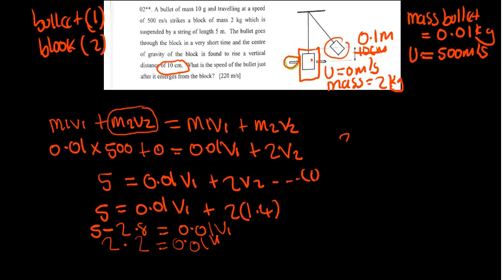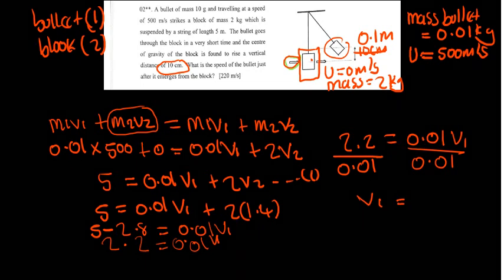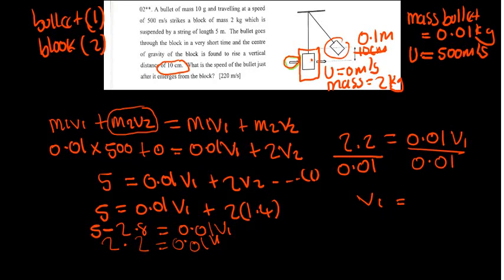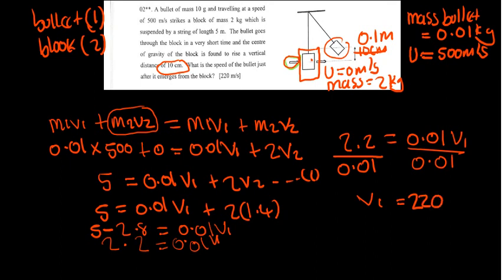Okay, so we are saying it is 2.2, which is equal to 0.01 v1. We divide both sides by 0.01, so v1 is equal to, if you divide that by 0.01, what is it giving you? Hope you have a calculator. Okay, so it's giving 220 meters per second. Okay, so this is our velocity, or rather the velocity the bullet went with after penetration. So it went with 220 meters per second.